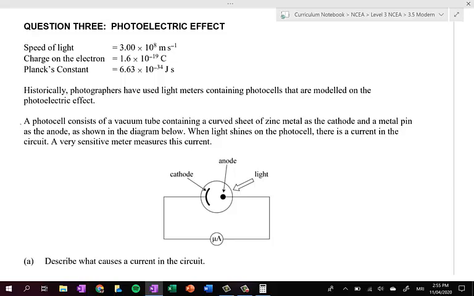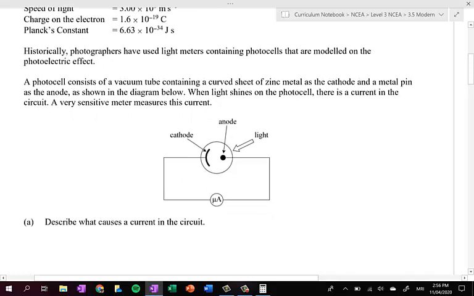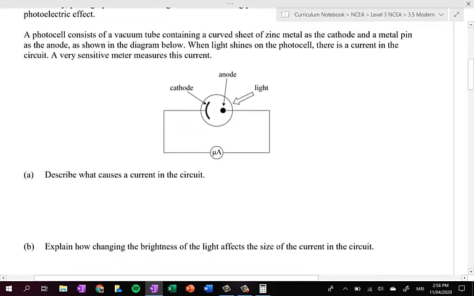When light shines on the photocell, there is a current in the circuit. A very sensitive meter measures this current. Alright, and there we have the diagram. Describe what causes a current in the circuit.